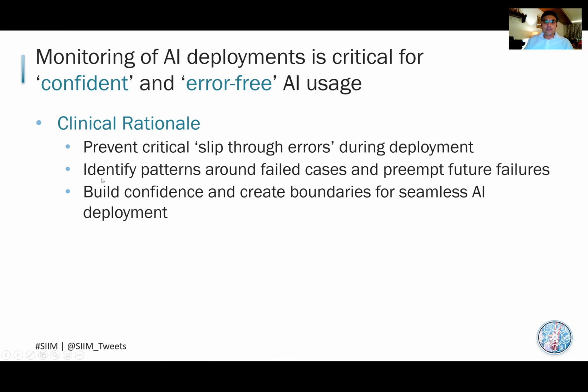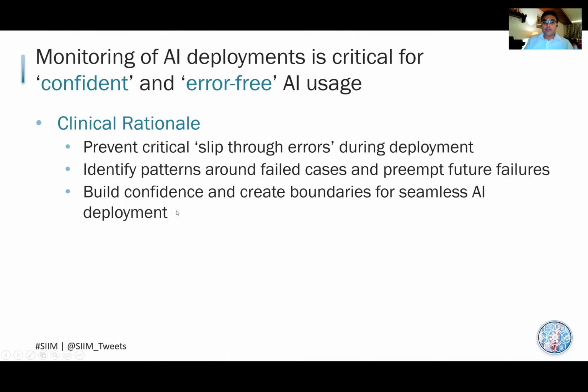The second is you can identify patterns around failed cases and preempt such future failures. For example, you might realize that a specific type of X-ray machine may not work well using a specific type of X-ray algorithm, and thereby by not running cases through that X-ray machine, you can preempt future failures. The same thing may occur to confounding disease variables and other things like body structure, etc.